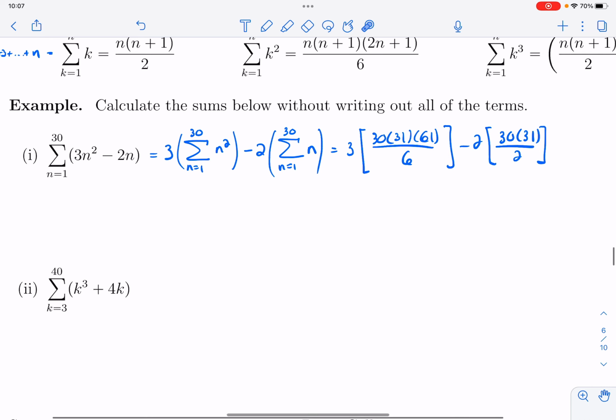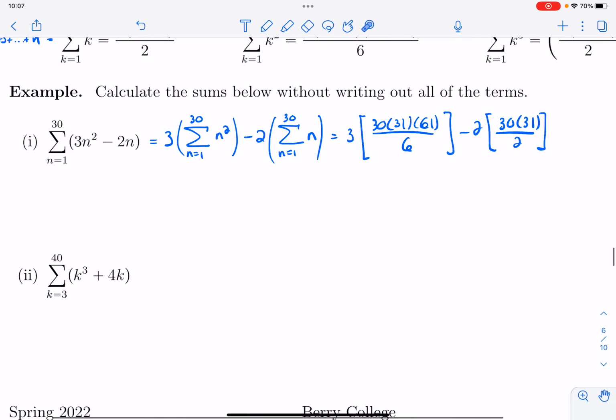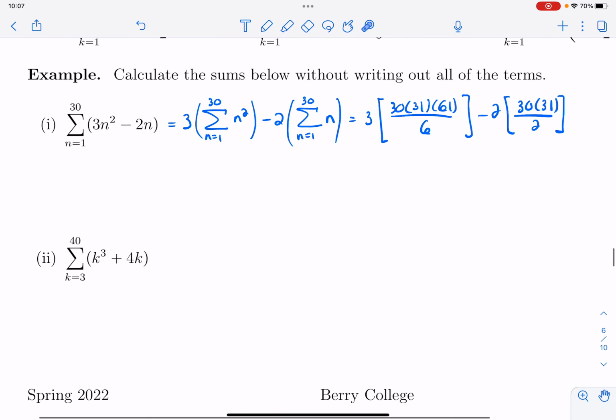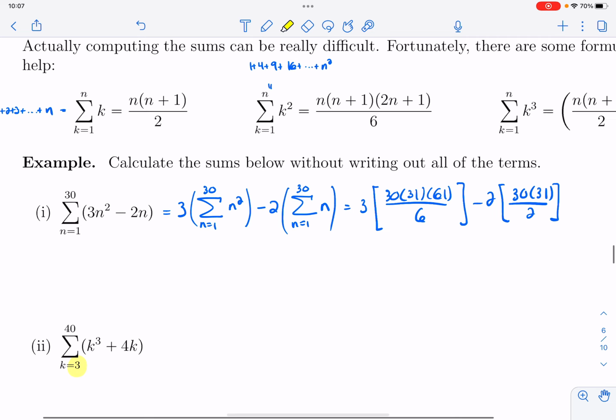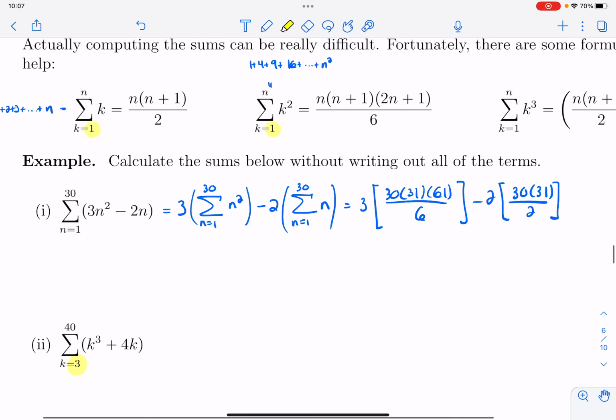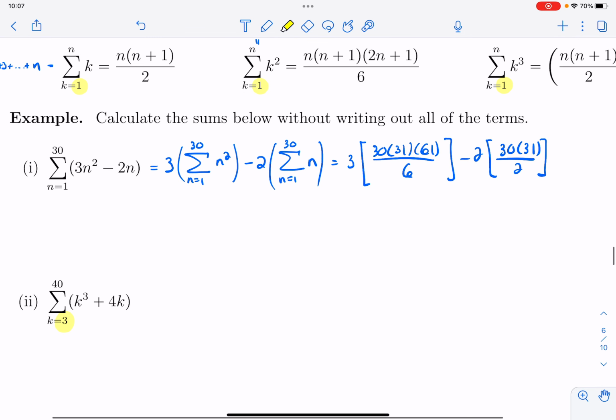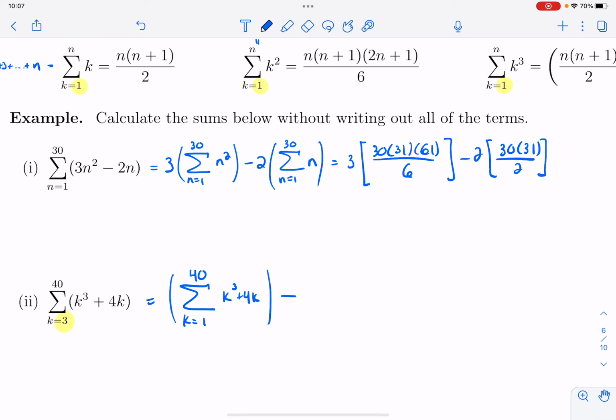What about this one over here? We have a nice cube. Well, the big problem here is it looks like we're starting at a 3. That's the rub we have to pay attention to. Notice that the formulas up here all start with a 1. So I'm going to do a little bit of a trick here. I'm going to start by rewriting this as the full sum from 1 to 40, but then I'm going to subtract off the k equals 1 and k equals 2 terms.